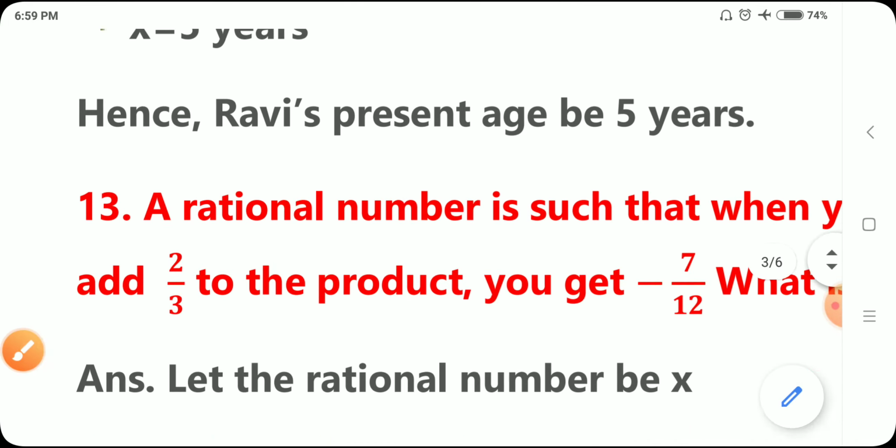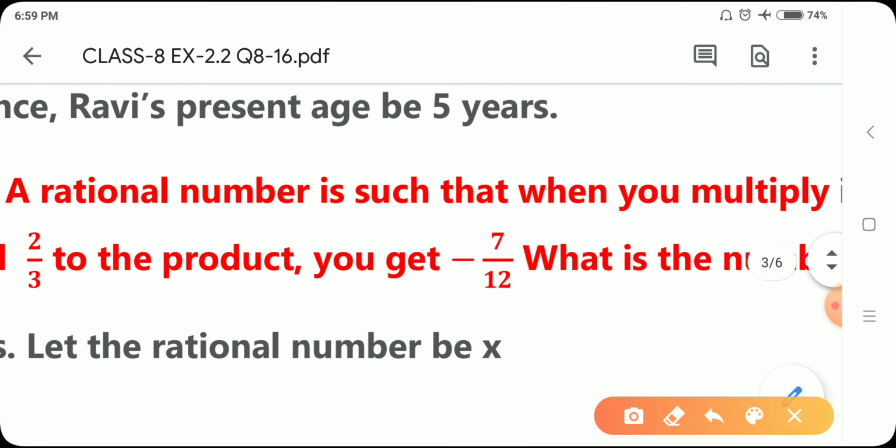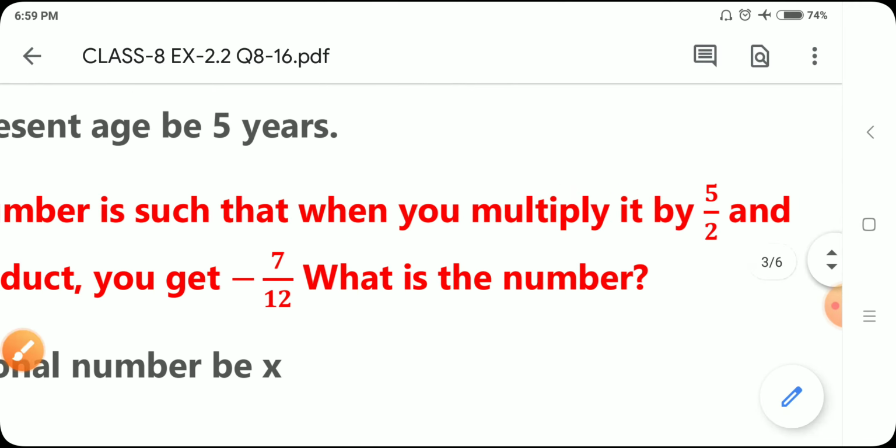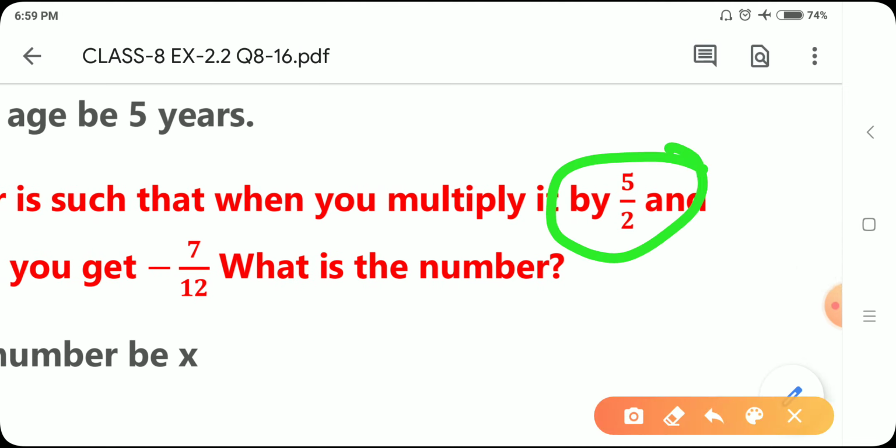Okay, let's move to the next question. 13. A rational number is such that when you multiply it by 5 by 2, a rational number is given.